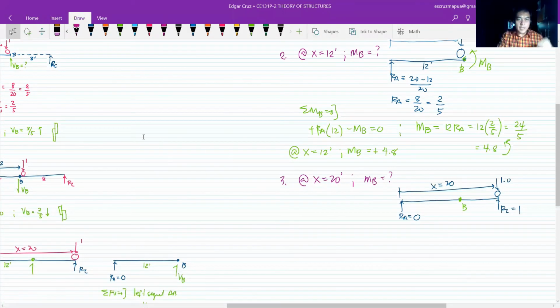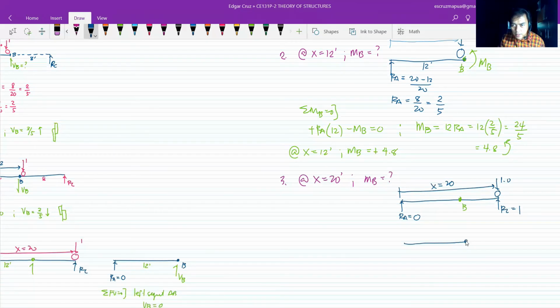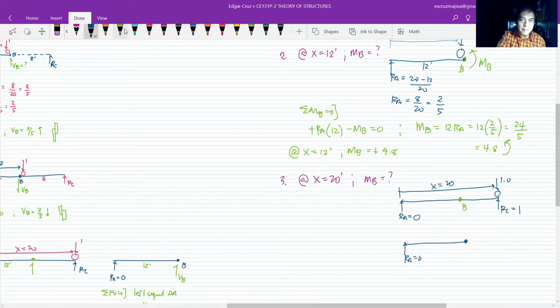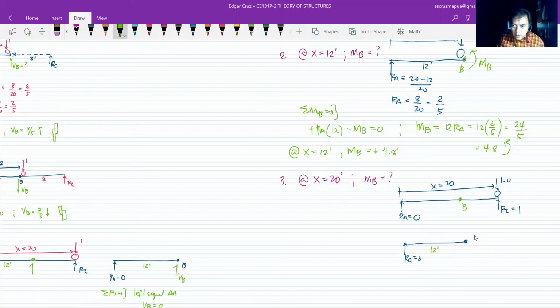Okay, sige. Putulin natin para makita natin. Left segment ulit. Putulin yung left segment sa point B. So again, RA dito is 0. Okay, so pag pinutol natin siya doon, this is 12 feet. Tapos nandito lalabas yung moment sa B. Okay? So anong moment sa B? Considering the left segment. Wala, diba? Kasi RA natin 0 eh.